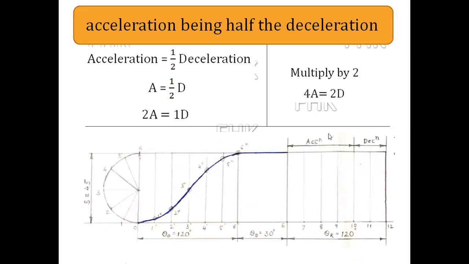As you can see in this image, now concentrate on this area only. This area is the return stroke. 4 parts, these 6, 7, 8 and 9. These 6 to 7 is the first part, 7 to 8 the second part, 8 to 9 the third part, and 9 to 10 the fourth part. As per this equation, these 4 parts I will give for acceleration, and these 2 parts I will give for deceleration.